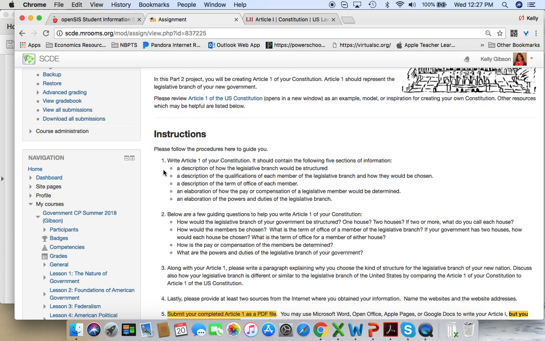So those are the general guidelines. Then in Section 2, you have some more specific questions to help you think about what you want to have there. So, like I said, the first one, how is it going to be structured? One house, two houses, and then what do you call them? How are they going to be chosen? The term of office. These are all the things you need to think about as you're setting up your legislature. Are they going to be paid? And if so, how are you going to determine the pay? And then what are the powers and duties of the branch?